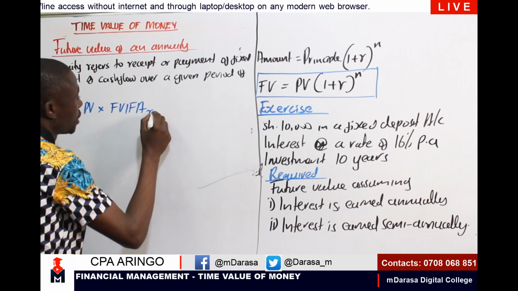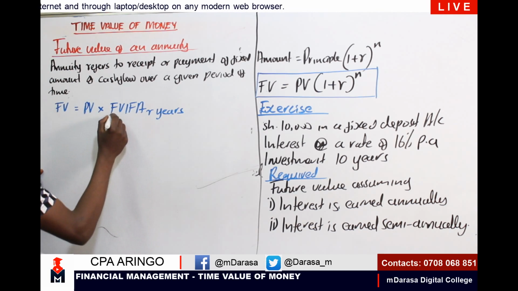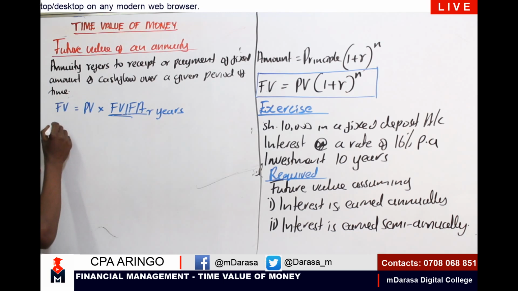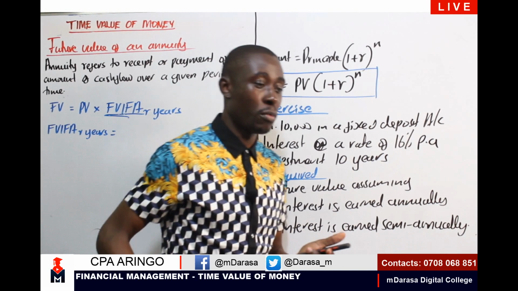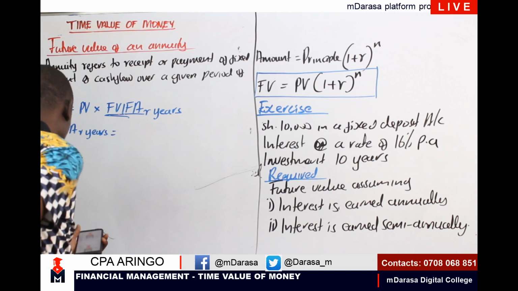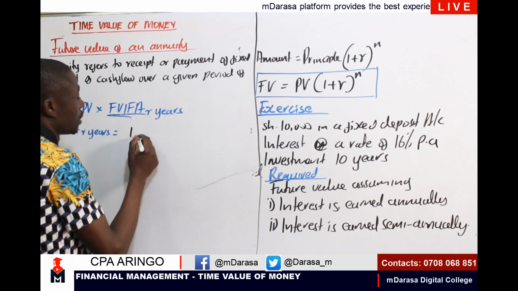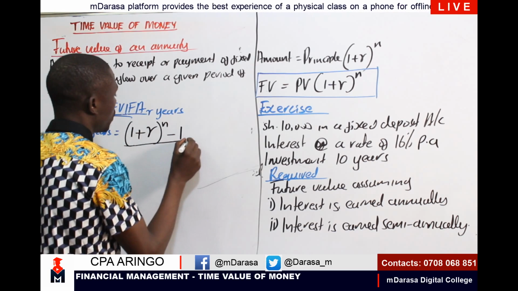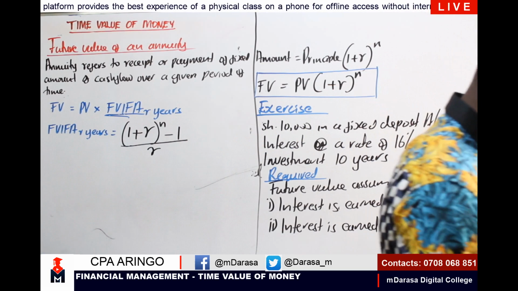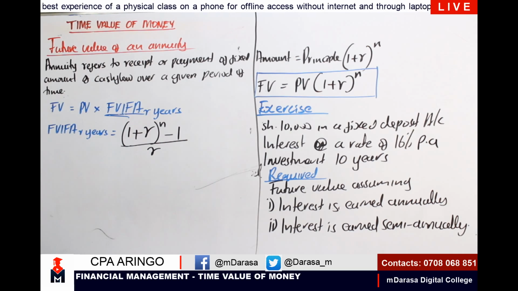The good question will be, how will you determine the future value interest factor annuity? To determine my future value interest factor annuity, given the rate, number of years, this word must stick and sink at the back of our mind very well. We normally tend to talk of the following: 1 plus R raised to power 1 period. In this case, I need to less 1. We are going to divide all that by R. So that is what will give us what you're referring to as future value interest factor annuity.